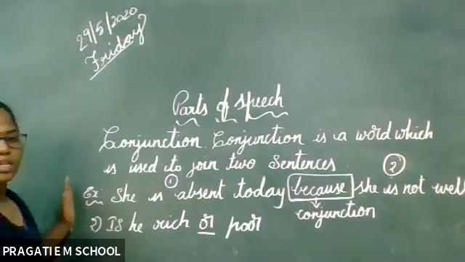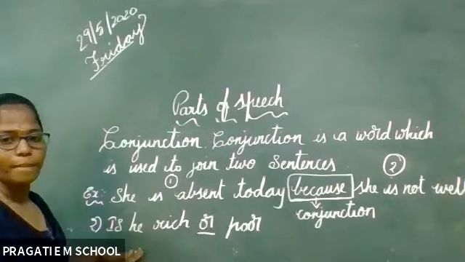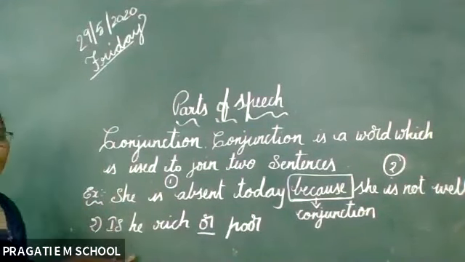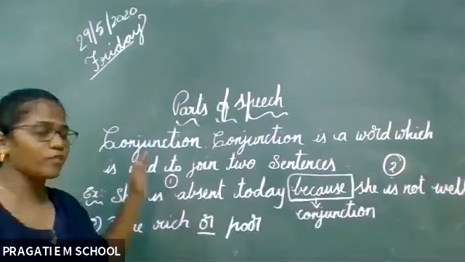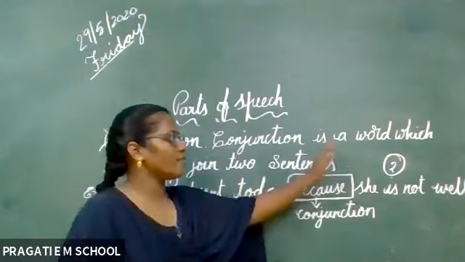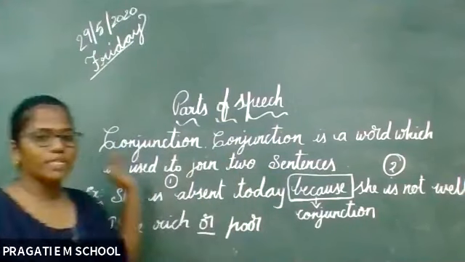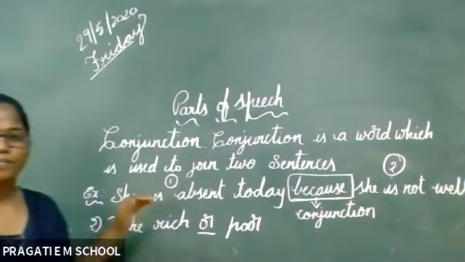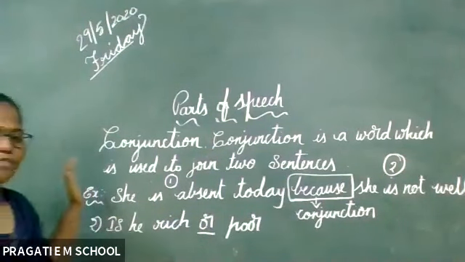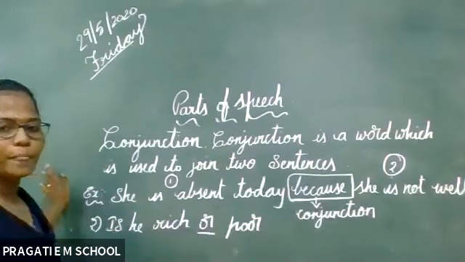Now copy the definition along with the examples. Write down the examples, write down the definition and read the definition along with me. Conjunction is a word which is used to join two sentences. I'll give you 1 minute. Just make a note of the definition along with the example.